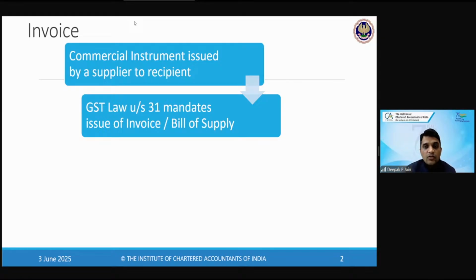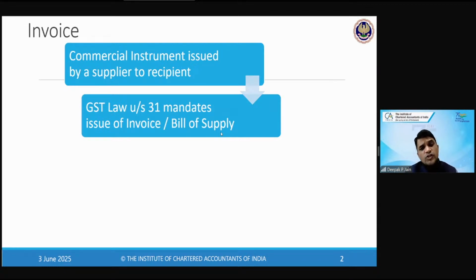Tell me another instance when I will raise a bill of supply. Whenever there is no tax chargeable, at that time I will raise a bill of supply. So one is exempted goods or exempted services. Second is, yes, getting good answers, it is right, in case of composition supply. So in case of a composition supply also, I will not raise an invoice, I will raise a bill of supply. Good. So now you understand, an invoice will be where tax is charged, and a bill of supply will be in such situations where tax is not charged.